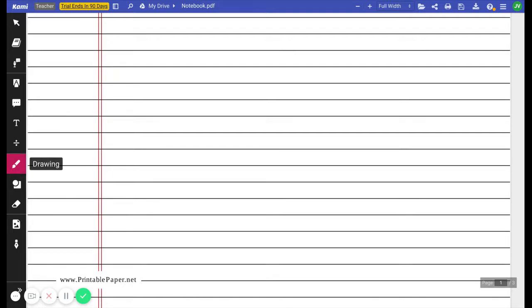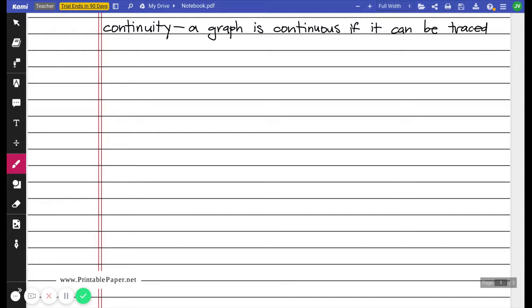Okay? So as we get started, the very first one is about continuity, right? And basically we're talking about whether a graph is continuous or discontinuous. And a graph is continuous if it can be fully traced without lifting your finger, lifting your pencil, whatever you're tracing with. So we're going to look at 4 examples.